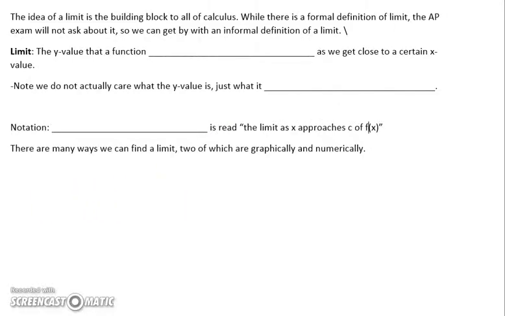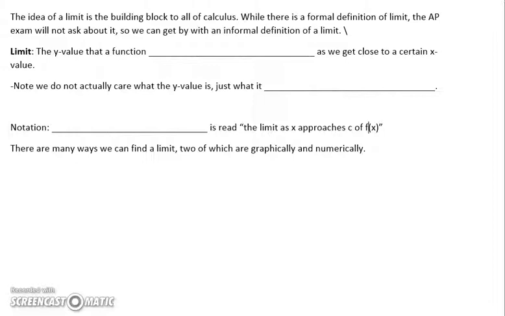Alright, in this video we're going to talk about Unit 5, Objective 1, finding limits graphically and numerically. So, the idea of a limit is going to be the building block to all of calculus. Everything that calculus is based on limits. While there is a formal definition of a limit, the AP exam's never going to ask about it, so we're not really going to use it. We're going to get by with an informal definition.